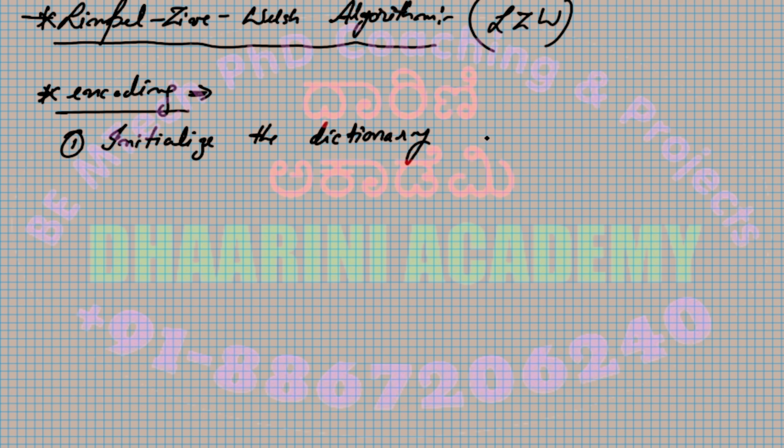Initialize the dictionary to contain each entry. It can be an entry or byte. So this is a technical term. When we actually write, it's slightly different. We take either maybe a bit or a number or a character, or it's like that.